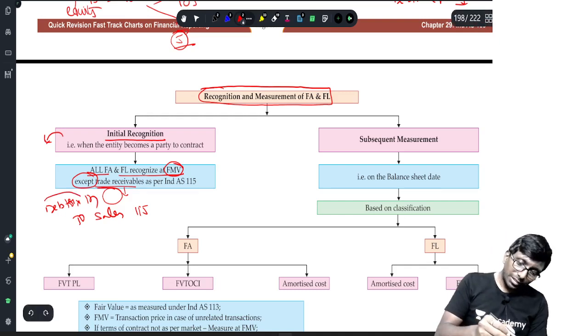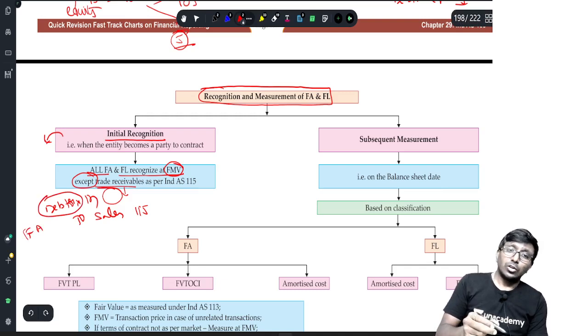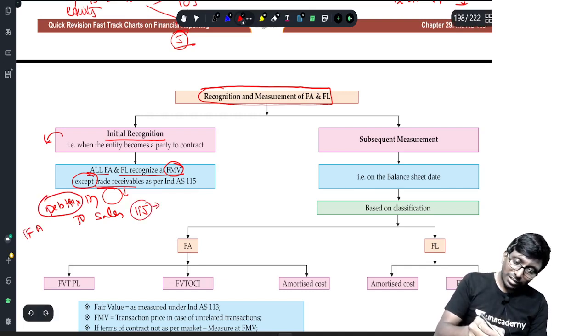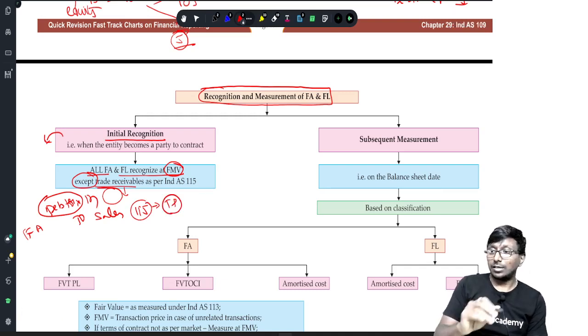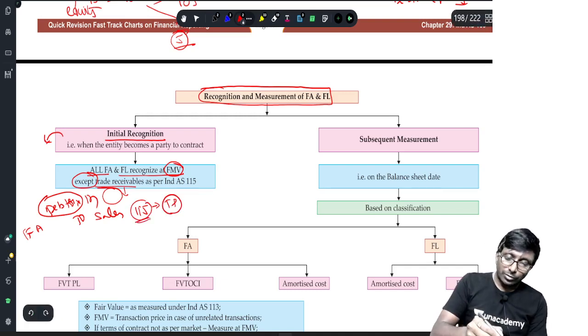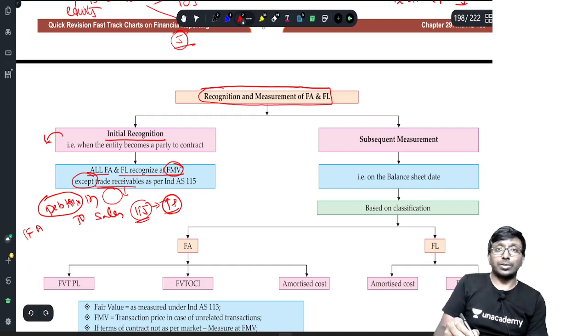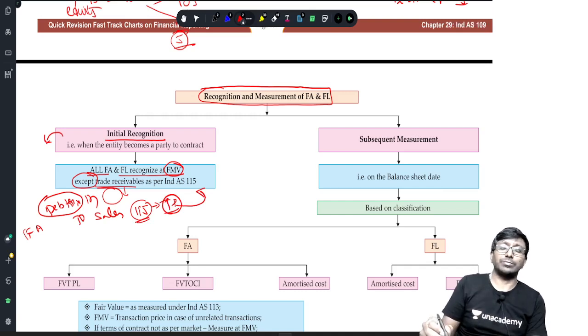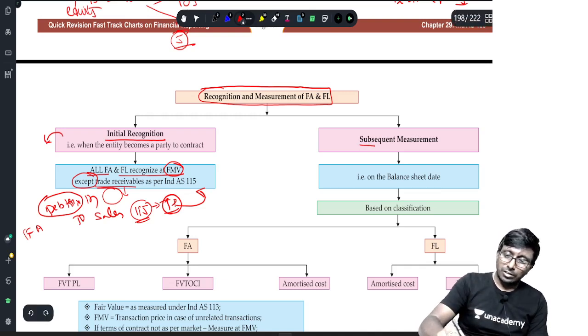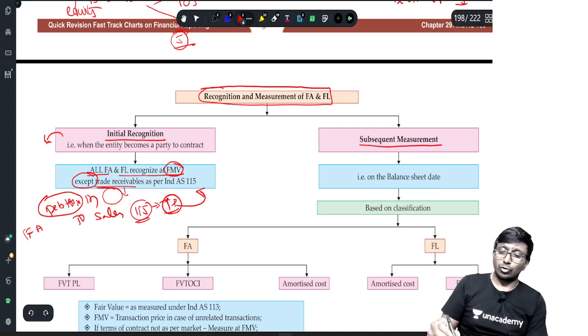So even though debtors is a financial asset, we don't want to determine it again. Why? Under 115 we have already determined the transaction price. Use the same transaction price. Obviously, it is already determined. Next point.